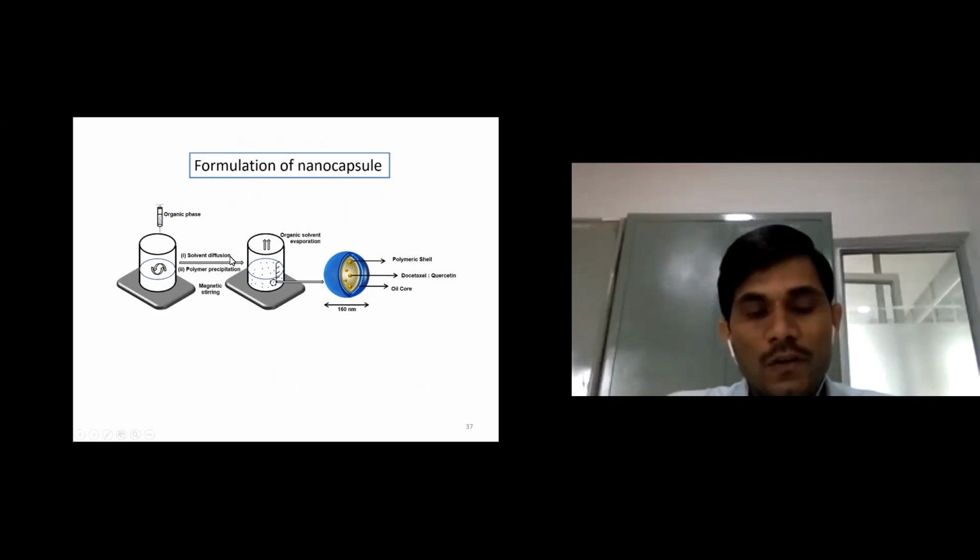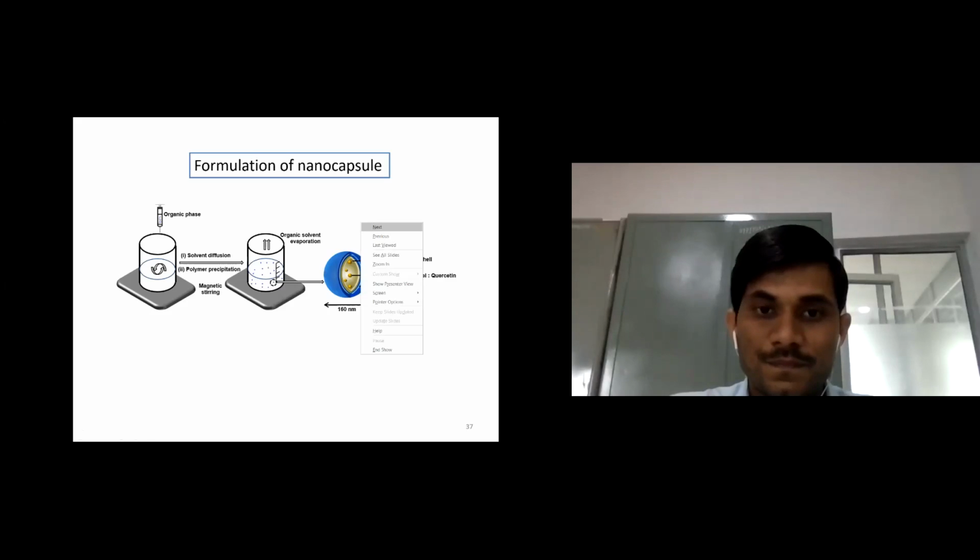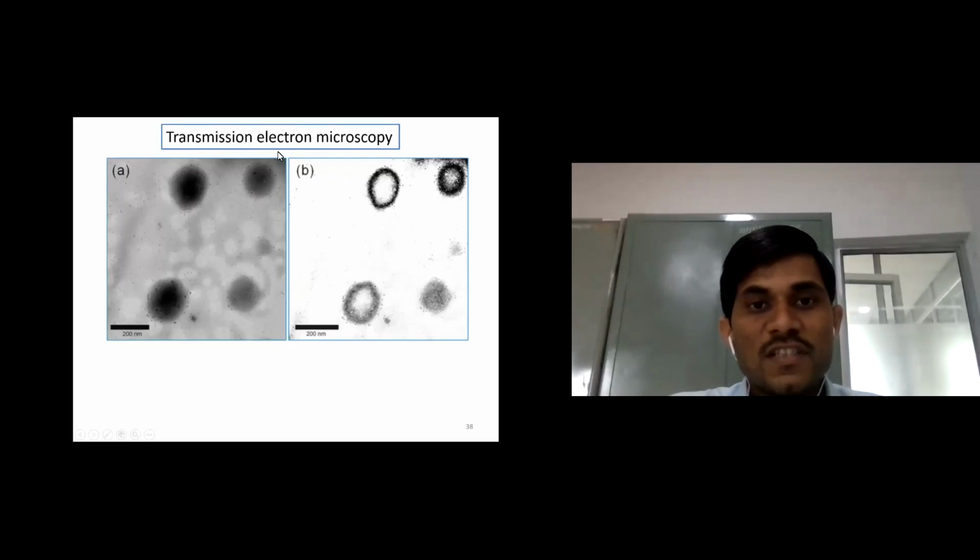We have loaded docetaxel and quercetin into the nanocapsules of this PLGA conjugated LHRH using solvent diffusion followed by polymer precipitation, and we can see the drug is encapsulated in the oil core and the shell is formed by this polymer. In transmission electron microscopy, we can see the core shell morphology of these nanoparticles.